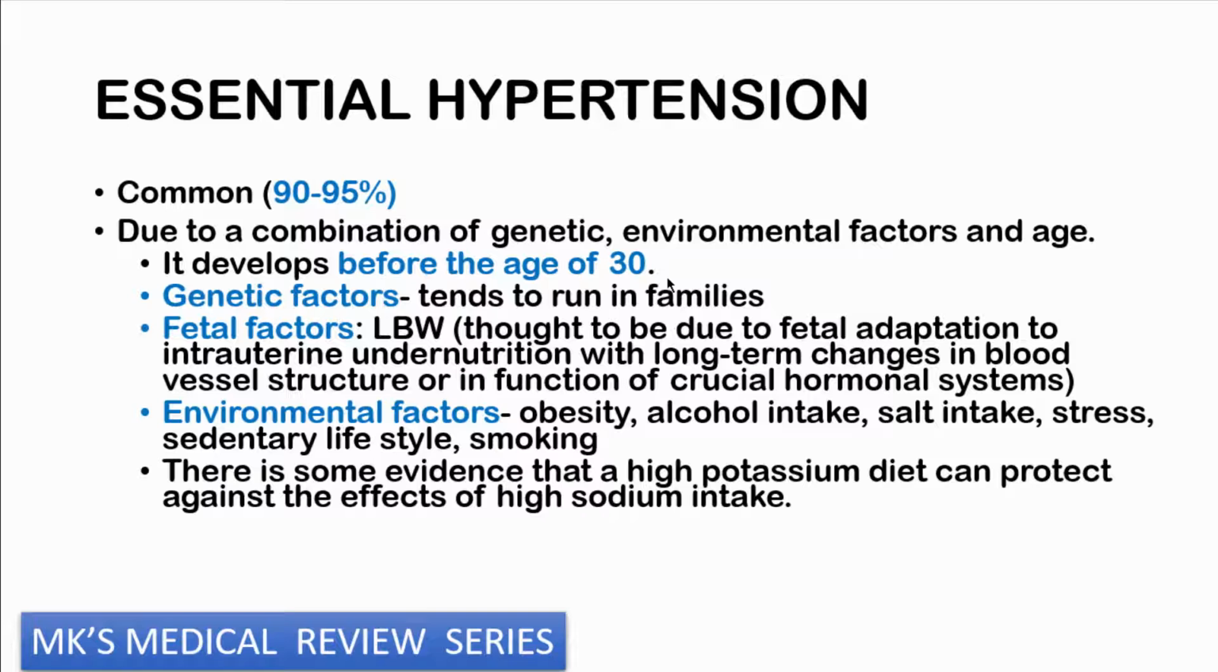So it means that when you're taking your history, you should ask if there is a family history of hypertension. There are also some fetal factors that have been associated, especially in babies that are born with low birth weight. So it is actually believed that a fetus undergoes some fetal adaptations, especially inside the uterus when they are undernourished. And when this happens for a long time, there are also some long-term changes that are going to be happening in the blood vessel structure. There are going to be some changes happening in the functioning of some crucial hormone systems, and this may predispose the individual to developing hypertension later on in life.